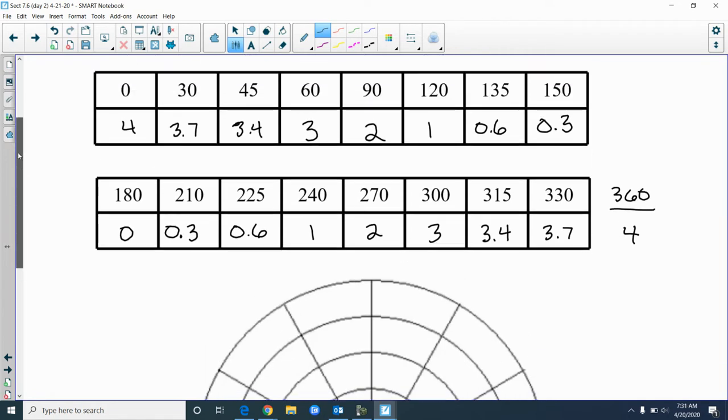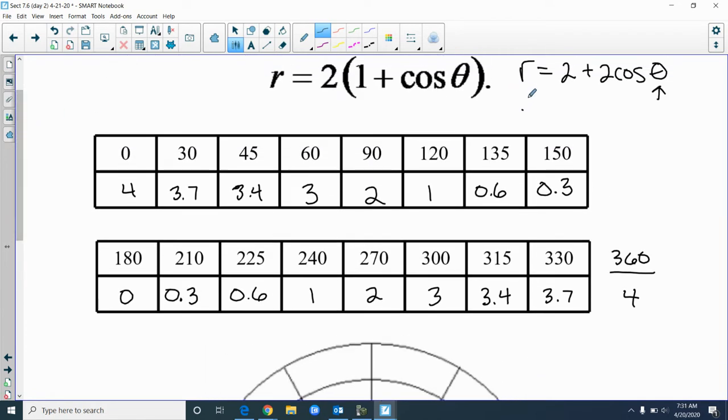All right, let's graph these. Now, don't forget, our points are in the form r, theta. Okay, so these are a little bit backwards. So this is going to be the point 4, 0 degrees. This is the point 3.7, 30 degrees. Okay, and then this is the point 3.4, 45 degrees.